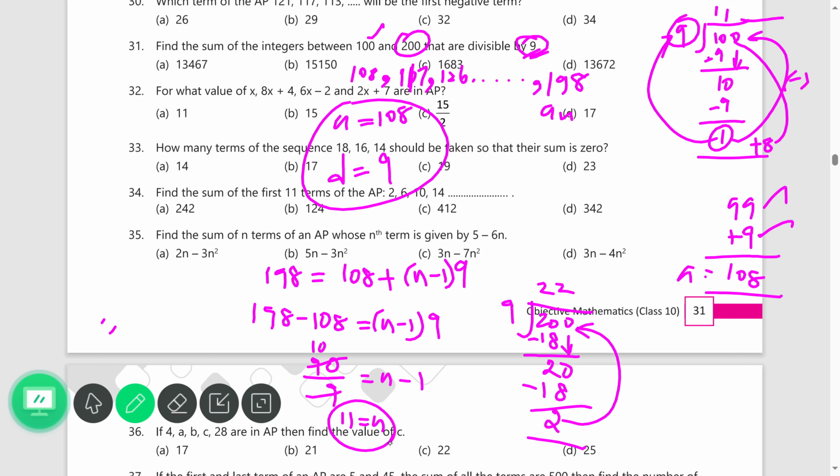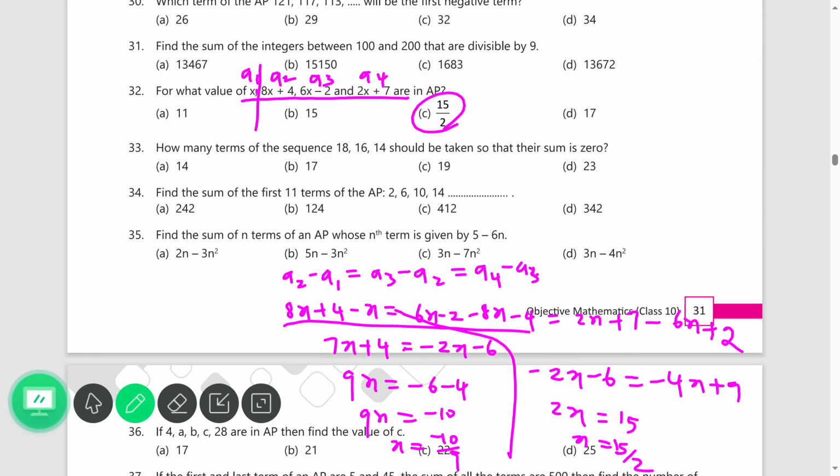Then what is it here? Minus 6 equals here minus 4x plus 9. They should give it like this. Right, fine. We'll bring it here. Then 2x equals 9 plus 15. x equals 15 by 2, Raja. Here I'm getting 15 by 2. Okay.